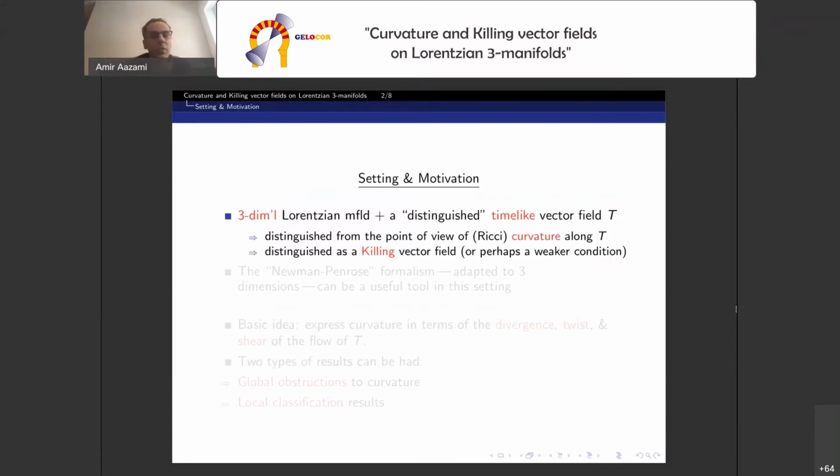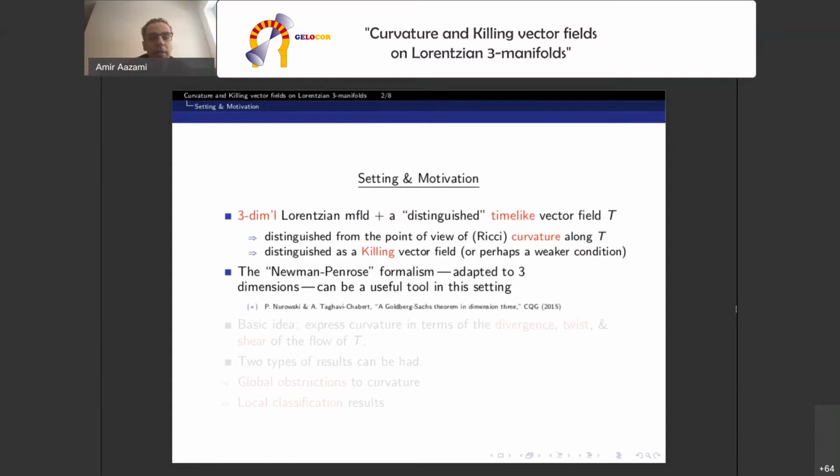I hope to convince you in this talk that if you find yourself in a setting like this, then the Newman-Penrose formalism, adapted of course to 3 dimensions, can be a useful tool. Let me give you a reference here. I think the nicest application of the Newman-Penrose formalism to dimension 3 that I've seen is in this paper by Nurowski and Taghavi-Chabert recently, in which they prove a version of the Goldberg-Sachs theorem in dimension 3 using the NP formalism, with the Cotton tensor, of course, replacing the Weyl tensor. That's a very nice use of this formalism, I think.